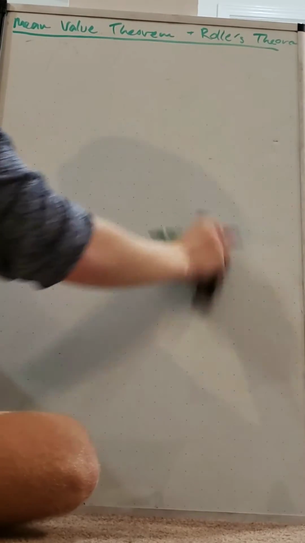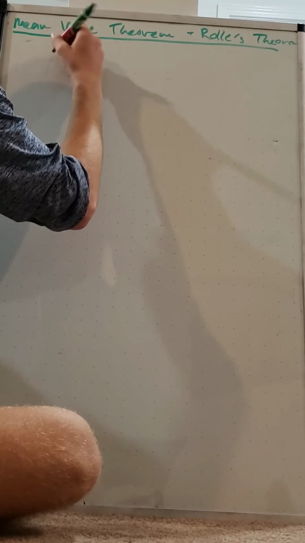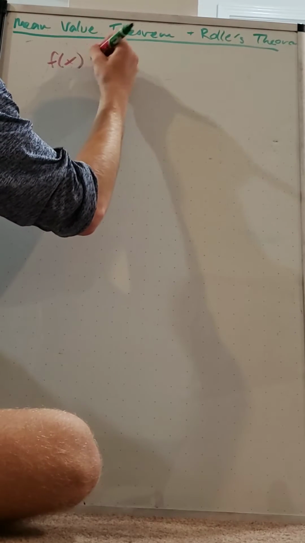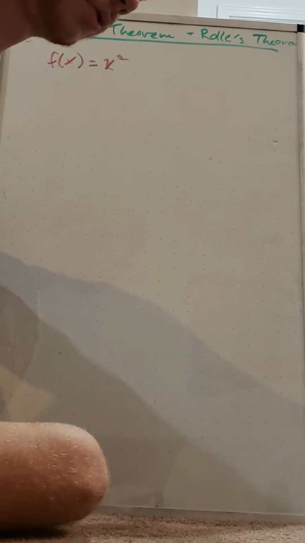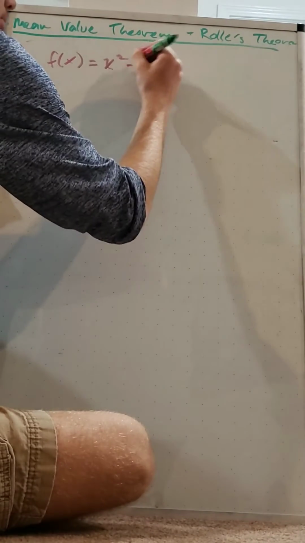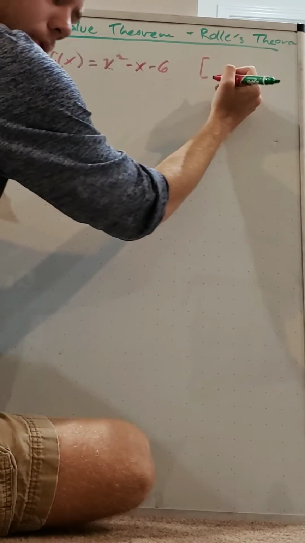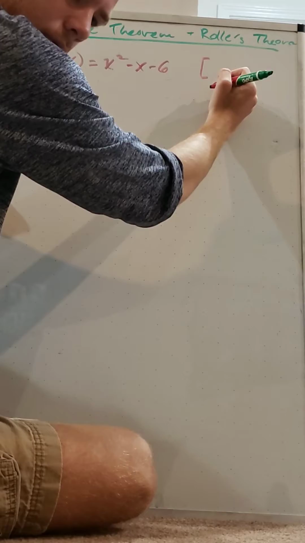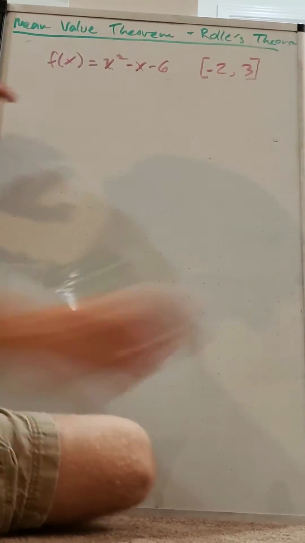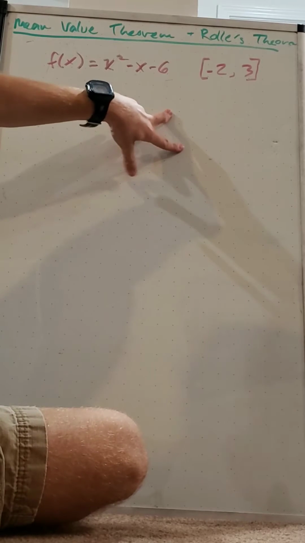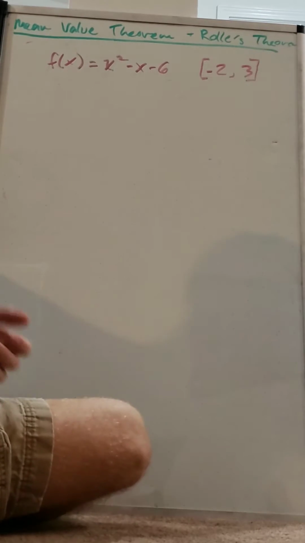So for this one, we are given f of x equals x squared minus x minus 6 on the interval negative 2 to 3. And here we have to show that Rolle's theorem applies, and then find where the derivative equals 0, right?